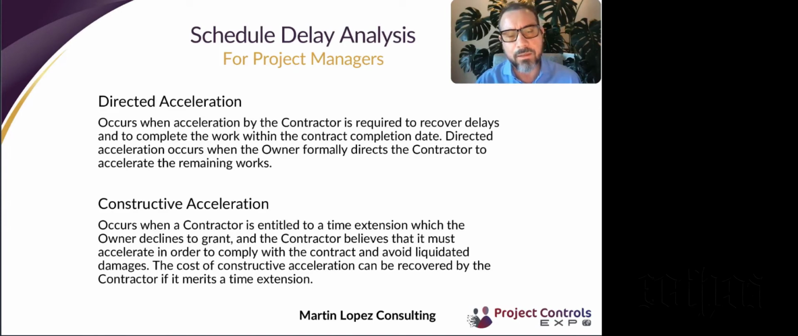And then if later it is revealed that the contractor was correct and that the contractor was entitled to a time extension, then the contractor is able to claim the costs of accelerating the project. And this is what is called constructive acceleration. And it is used in construction claims.